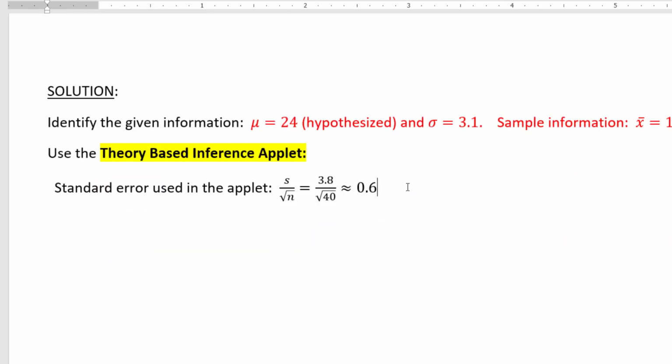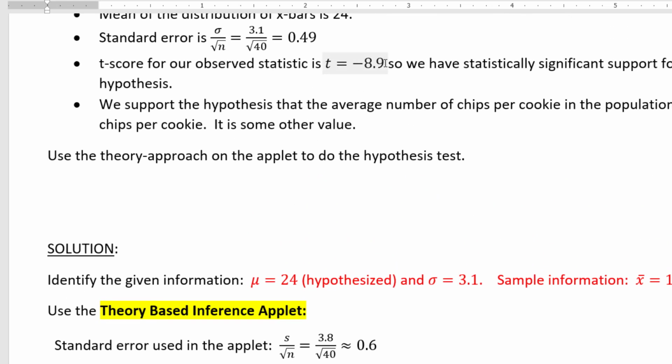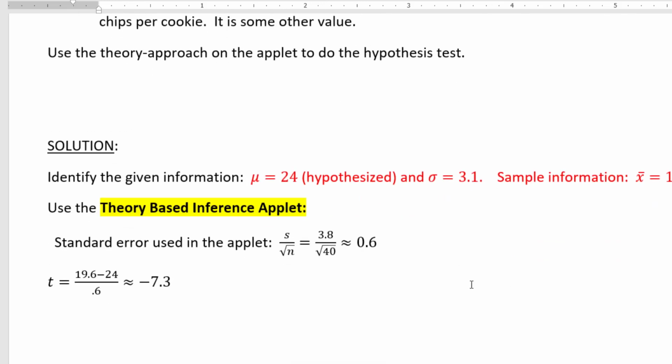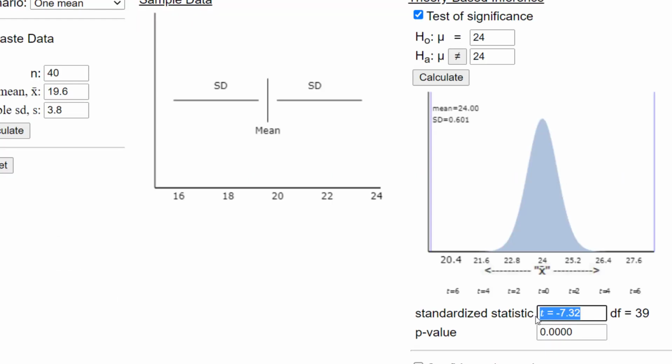Now, when we find our standard error with s over square root of n, you will notice that our t-score comes out to about -7.3. Our sample statistic minus the mean of the distribution, all divided by that standard error of 0.6, comes out to about -7.3. That's different than the t equals -8.9 we got in the previous video. However, if you use s over square root of n in the formula and calculate your t-score and get -7.3, you will see that it matches what is given in the applet, t equals -7.32. So please make note of that. The applet is using s over square root of n for the distribution of the sample means.